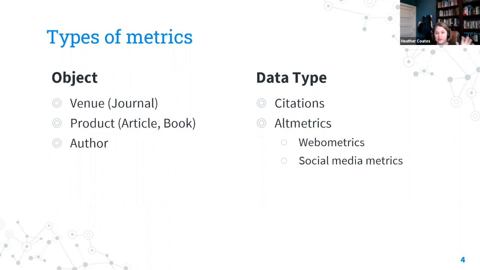One is based on the objects that the metrics are about. So is it about a venue such as a journal? Is it about a product such as an article, a book chapter, etc.? Or is the metric about authors? The other way that I talk about metrics, and that we see more often in the literature, is types based on the data. So where does the data come from?